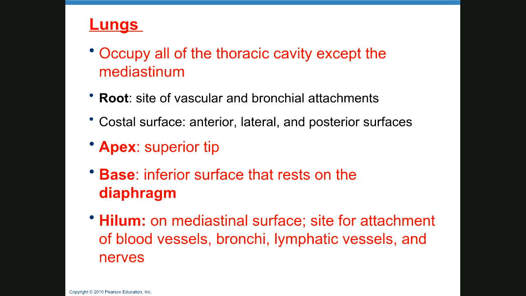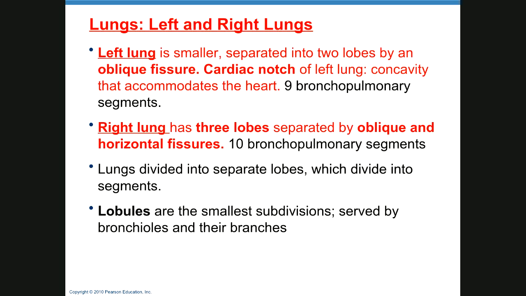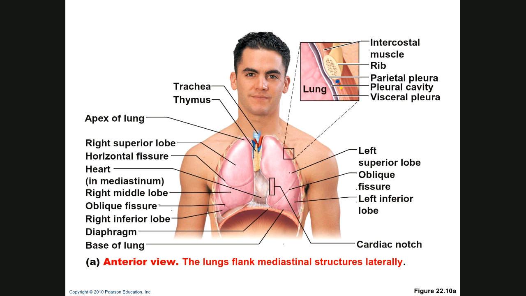The lungs themselves, I'm not going to worry too much about them. You should have seen them in anatomy. I remember the hilum is the part where all the tubes go in and out, and in the lungs, it can better be seen from behind. Know the difference between left lung and right lung. Know how many lobes each of them has, and which one has the cardiac notch.